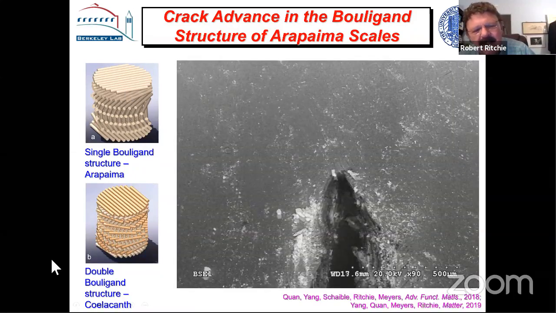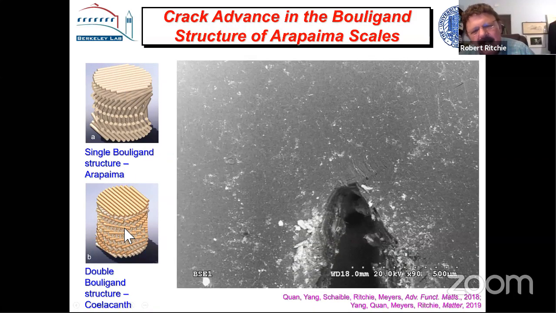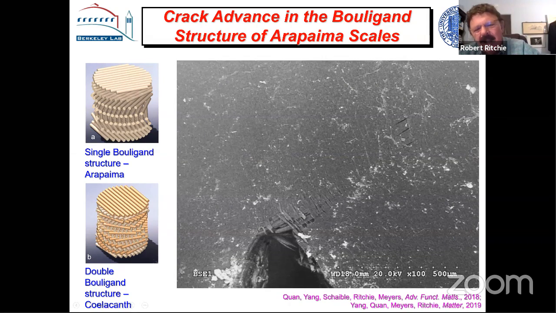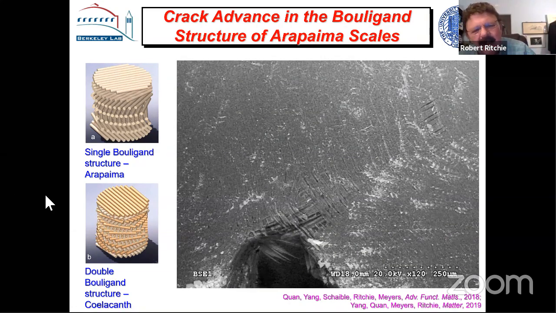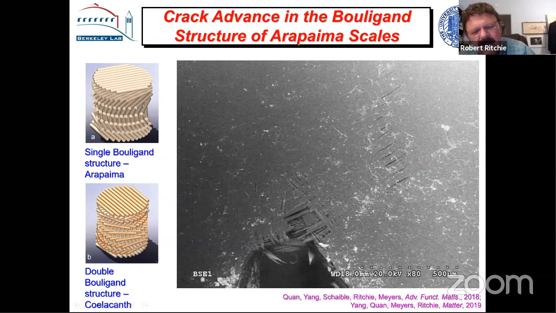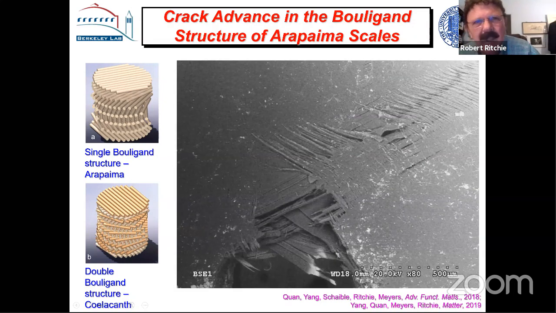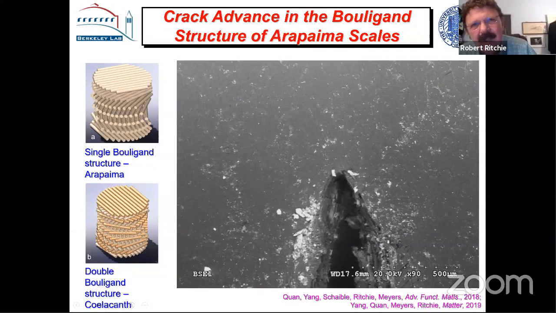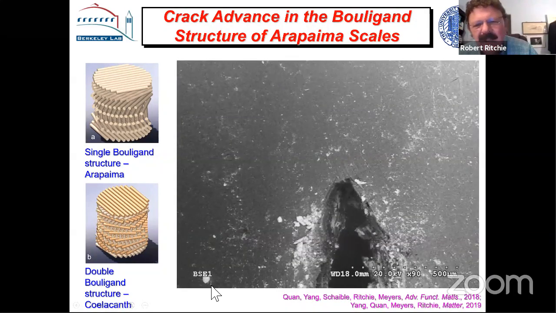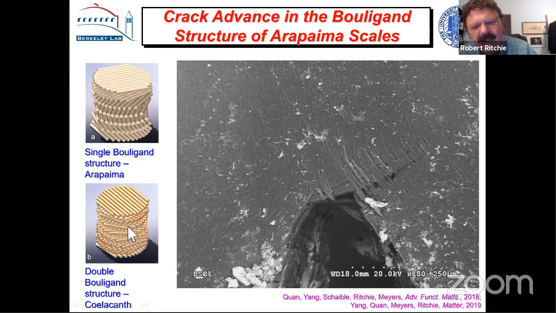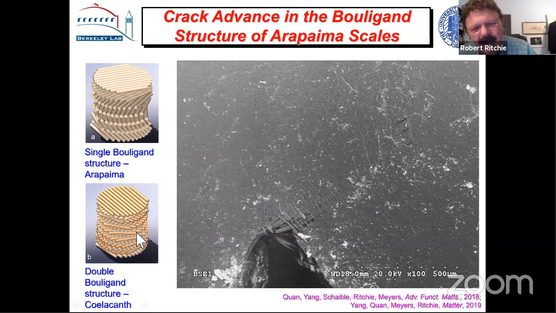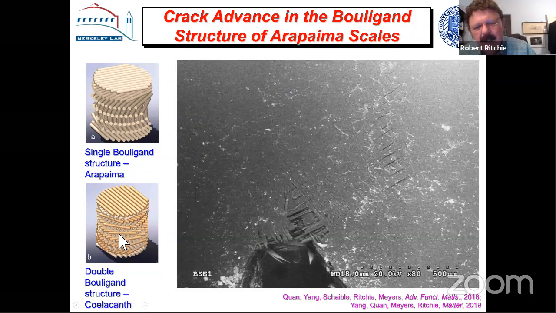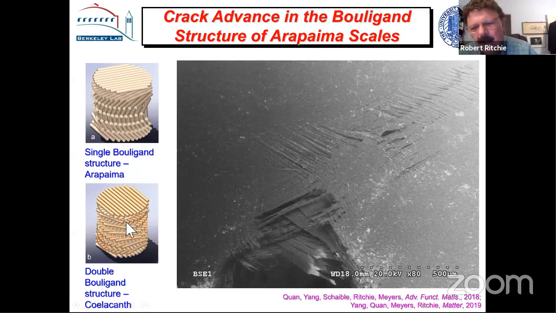There are some fish that have a double Bouligand structure, which is two orthogonal spiral staircases. This was on the famous coelacanth, the fish that was found in Madagascar in 1938. It was thought to be extinct for 50 million years, and it still exists. So we call this fish a living fossil. These scales are much less flexible, but the toughening is even greater with the double Bouligand structure.